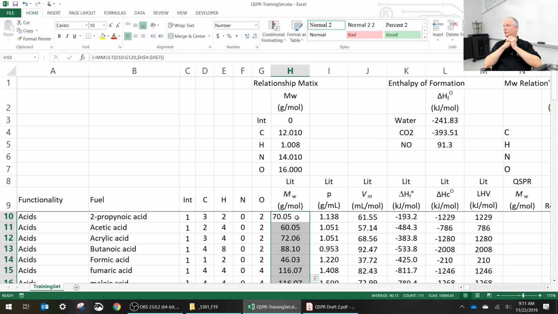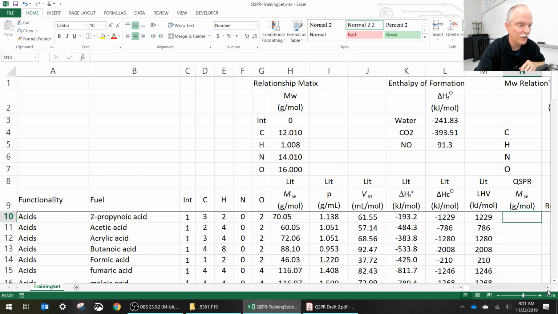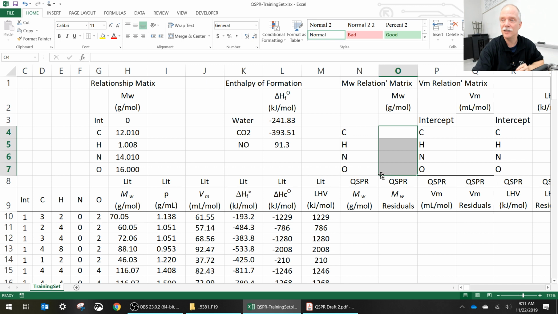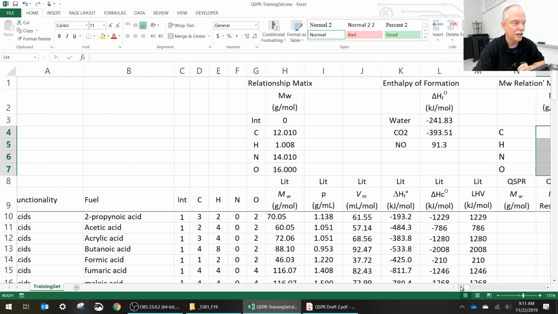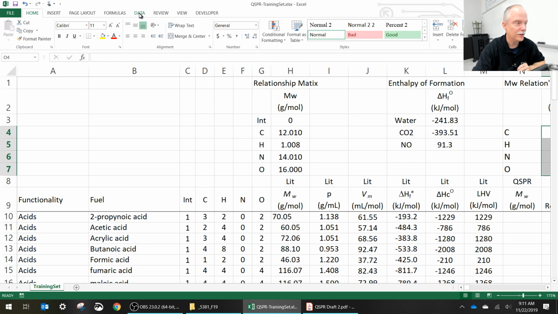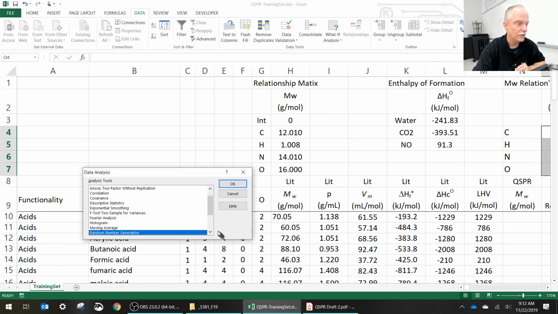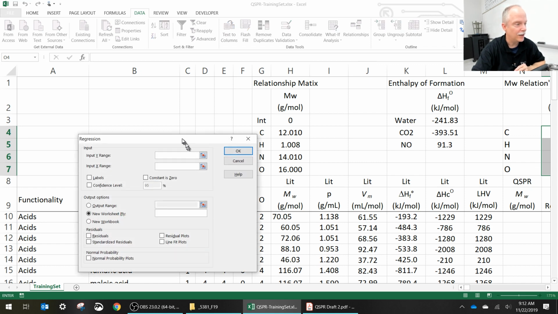So we could do a linear regression. Let's do that. We're going to create our own QSPR over here for molar mass. See over here this relationship matrix? We're going to determine the mass of carbon, hydrogen, nitrogen, and oxygen using this data. So what we do is we come up to the data ribbon, do data analysis, and scroll down a little bit to see the regression item. Pick regression. Is everybody following along? Hit OK, and then we get the regression dialog box.